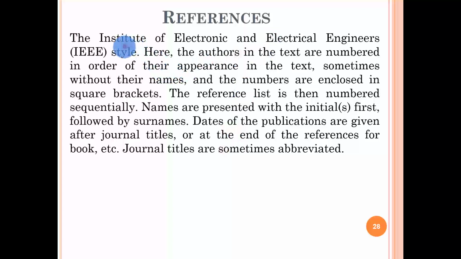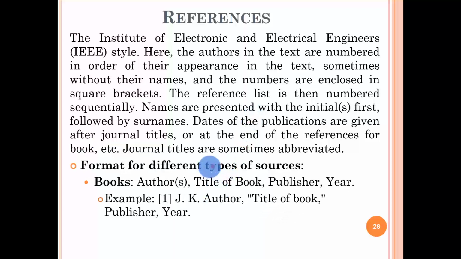Then the IEEE style, of the Institute of Electrical and Electronics Engineers. This is the second type, and it is usually used in science and engineering. And this is the format for different types of resources. For books, we start with the author or authors, then the title of the book, the publisher, and the year. But I forgot to mention that when writing references in the APA style, you have to write them in alphabetical order.